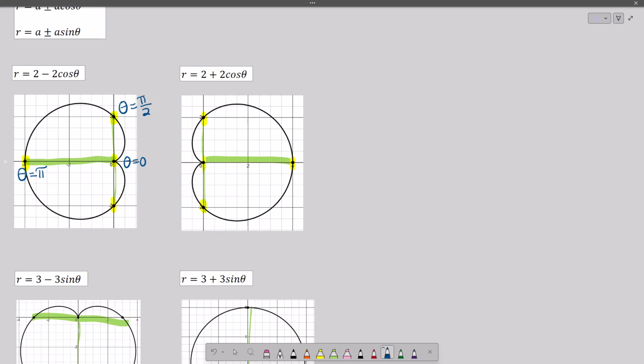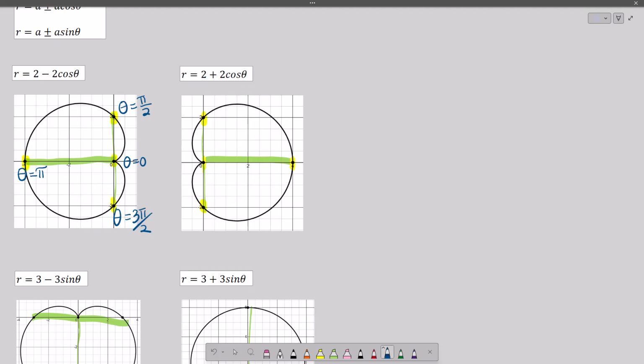And then in the 3 pi over 2 direction, so rotate all the way around down to there, cosine of 3 pi over 2 is 0. 2 minus 0 is 2. So in the 3 pi over 2 direction, we go 2 units from the origin. So that's going to be theta equals 3 pi over 2. And then we just connect the dots. So we have to have it in our mind that a constant plus a constant times sine or cosine is a cardioid. We get our 4 key points and then connect the dots.